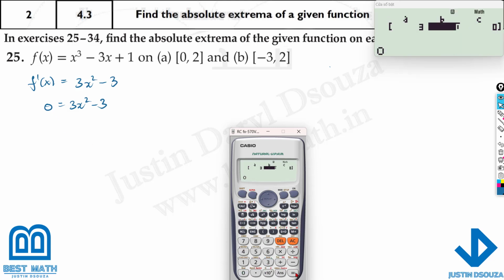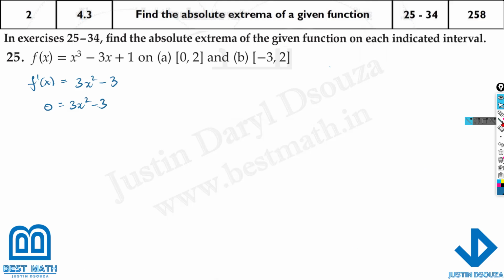There is no x term, so it's 0, and lastly we have minus 3. So the critical numbers are 1 and minus 1. So x, here the critical number is plus or minus 1. Okay, that's plus or minus 1.